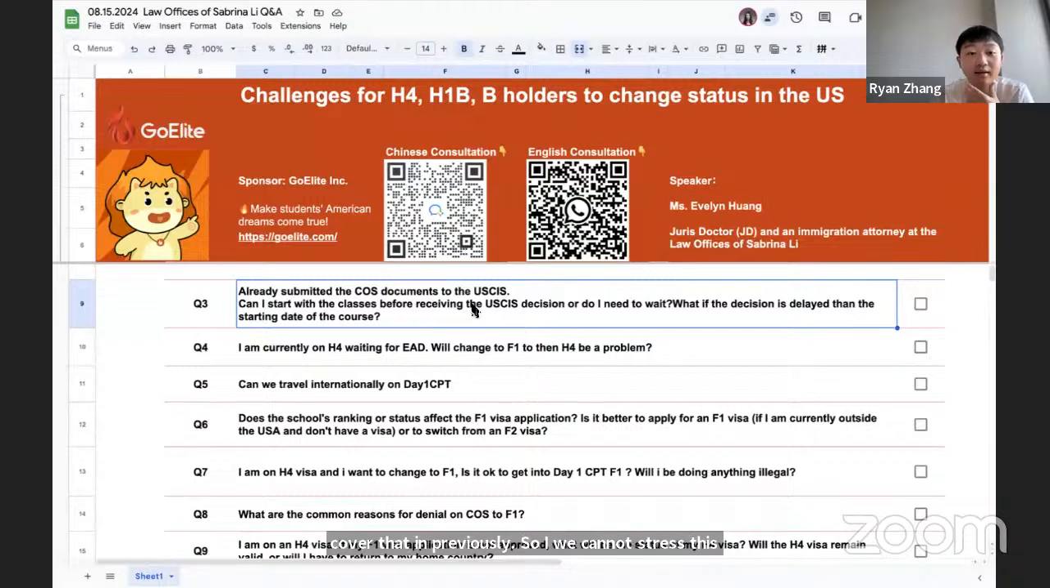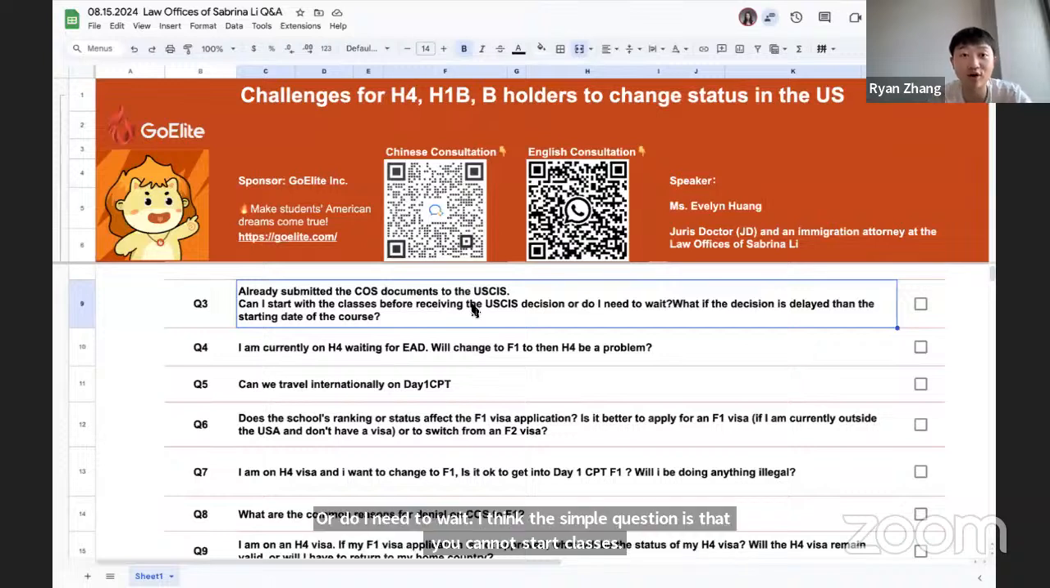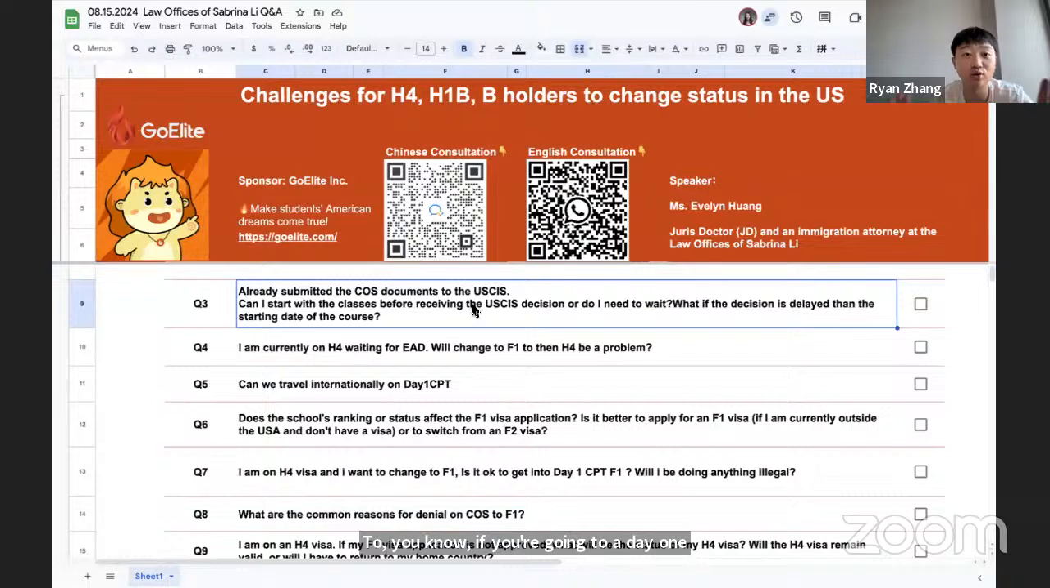So I already submitted my change of status documents. Could I start classes before receiving the decision, or do I need to wait? I think the simple answer is that you cannot start classes. If you're going to a day 1 CPT school, you cannot start CPT. You can do none of that until your change of status to F1 is approved and you have a valid F1 status.